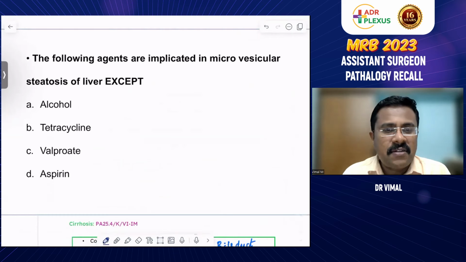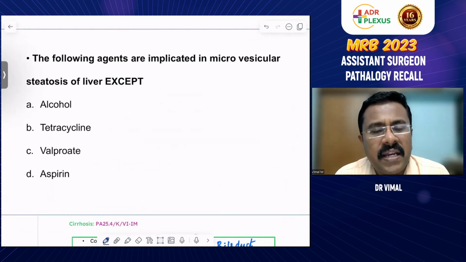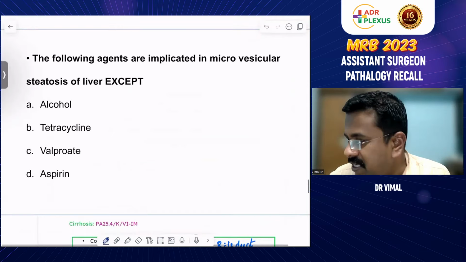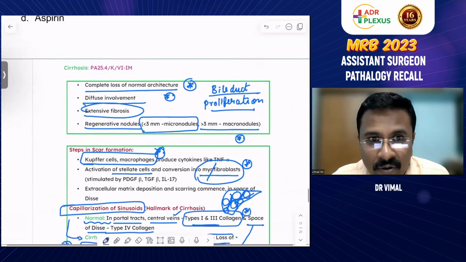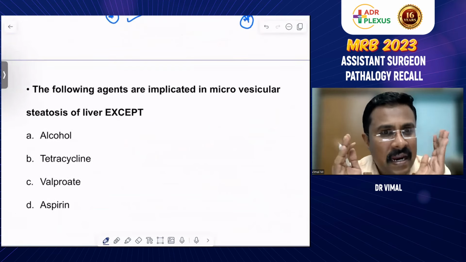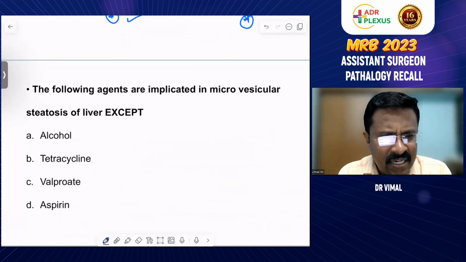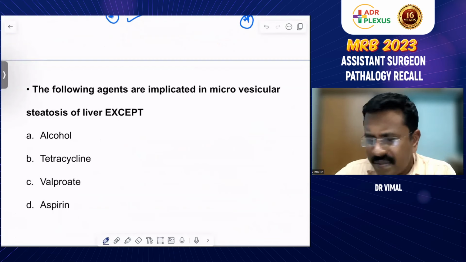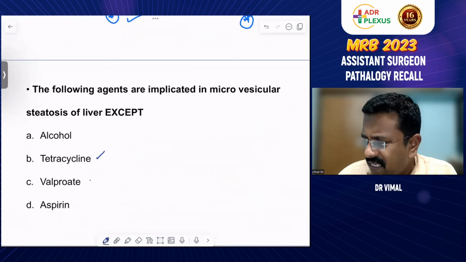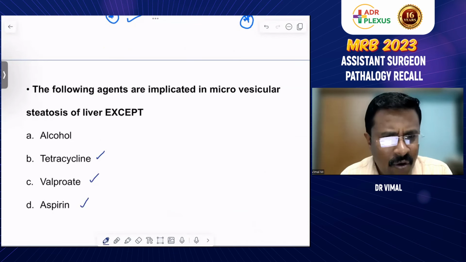Now, moving on to the next question. The following agents are implicated in microvesicular steatosis of the liver, except. So, as you can see here, we have discussed a lot about the steatosis and also the cirrhosis, different types of cirrhosis. And please remember the commonest agents causing microvesicular steatosis, these drugs: tetracycline, valproate, aspirin, and all these things.